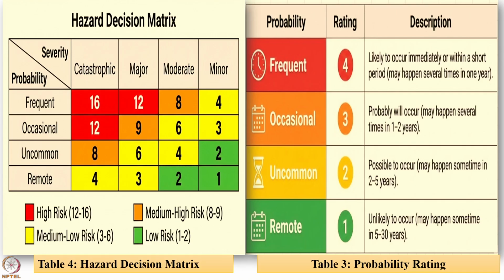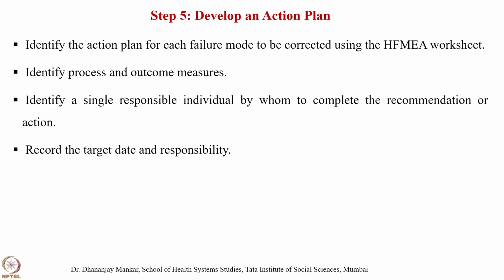We can see the risk being given as lower risk 1 to 2, median to lower risk 3 to 6, medium to higher risk 8 to 9, and high risk 12 to 16. So this hazard decision matrix will help you make a decision in terms of the probability and the severity of the occurrence of the event, from remote, which is one, and identifying how the severity goes from minor to catastrophic.